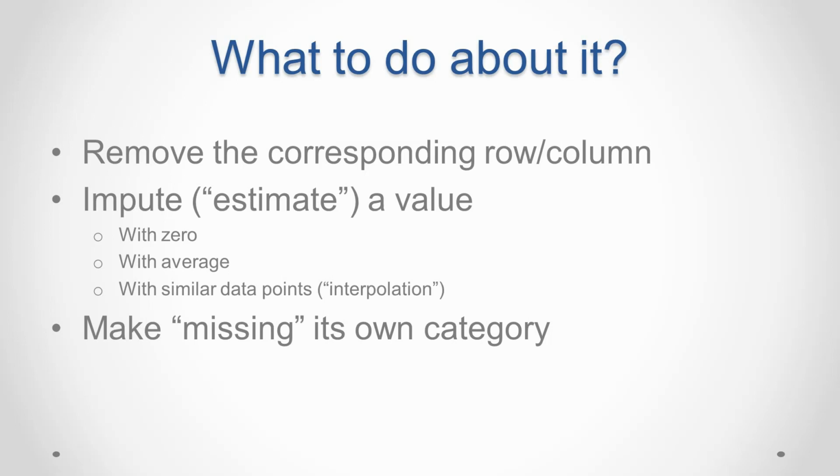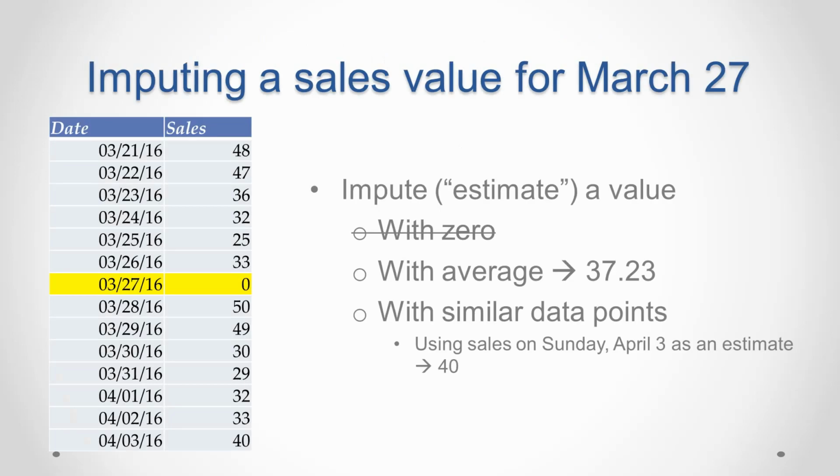We can fill in the missing value with zero, with average sales, or with a smart guess from some interpolation. For example, we can use sales on the same day last year to fill in the value. In general, we can use observations from similar data points to intelligently guess the value. Finally, we can also make missing value its own category. Such an approach is typically more appropriate for categorical data.